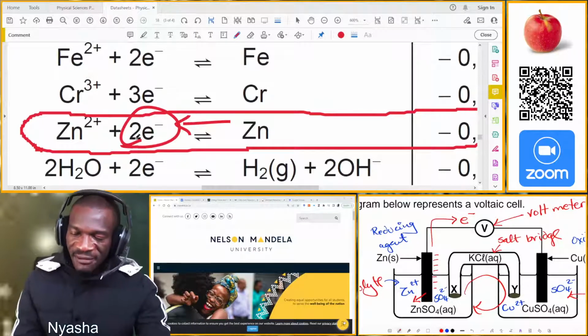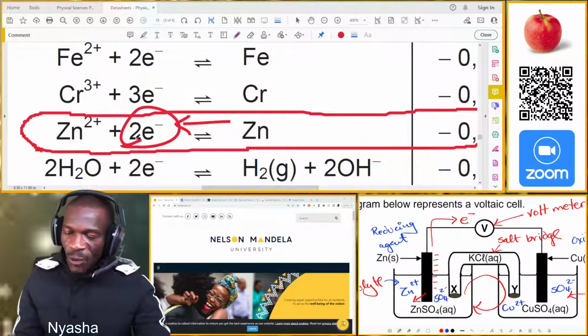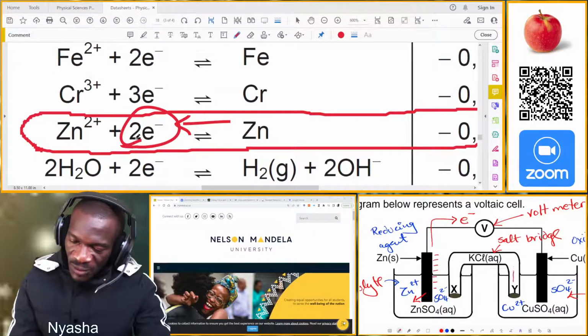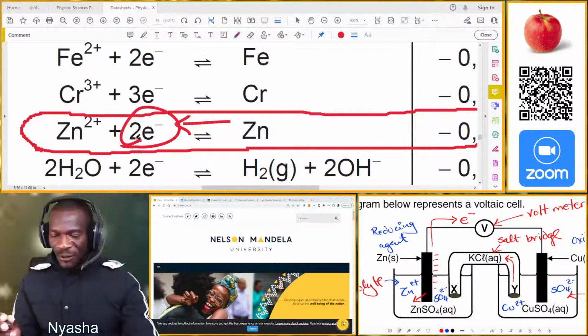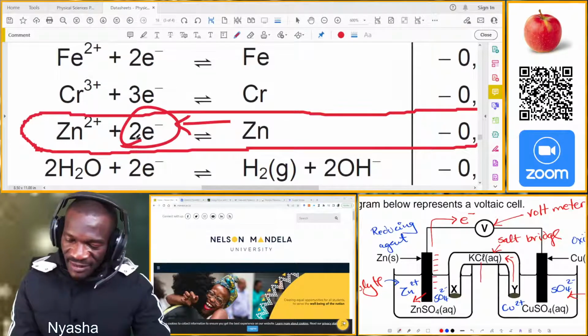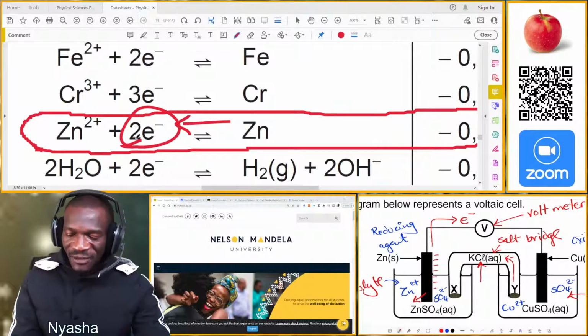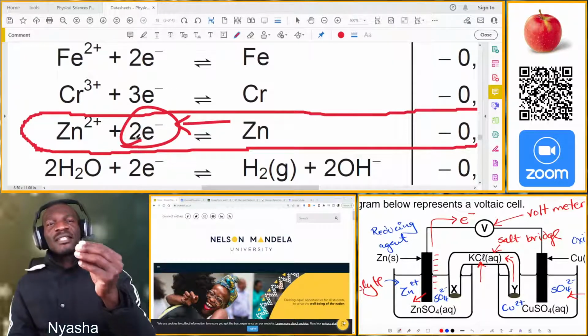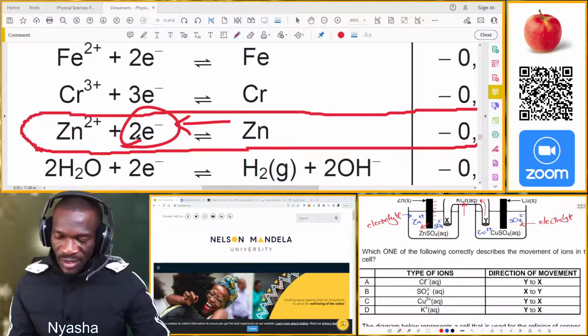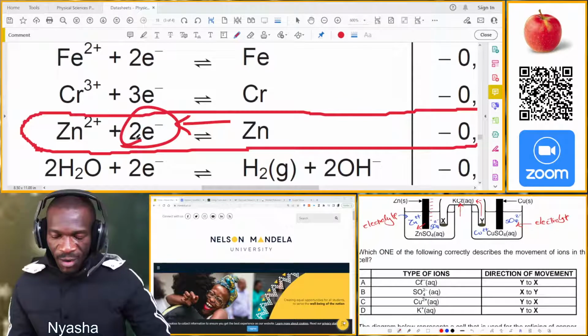If negative particles are flowing clockwise, this must mean that we should also have negative charged particles flowing from Y to X, isn't it? From Y to X. And which are these negatively charged particles? Then obviously, when we are looking at the salt bridge, our chloride ions are supposed to move. So let's look at our options here.